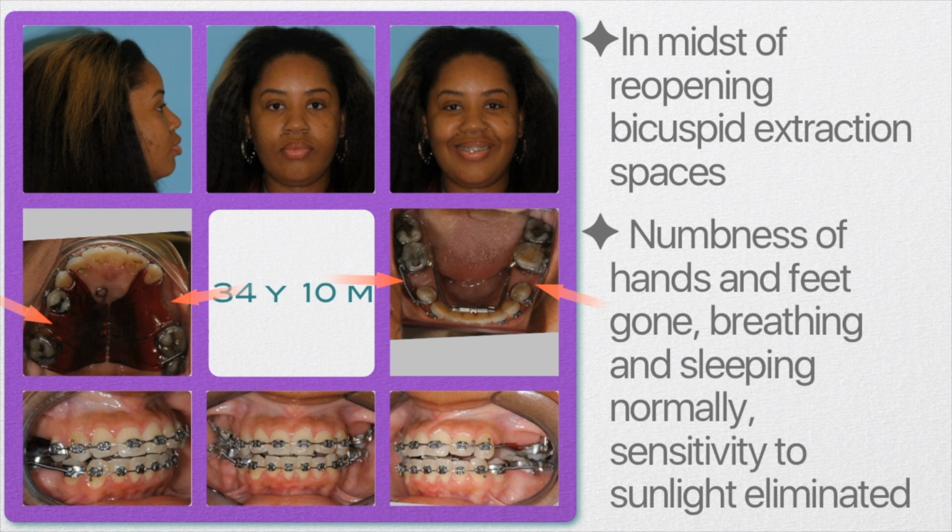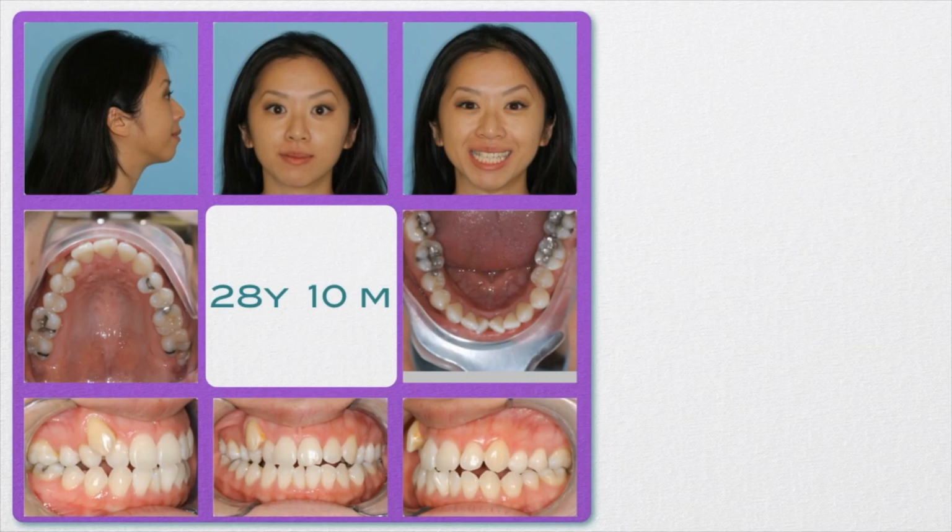And her symptom pattern has largely gone away. She had numbness of her hands and feet, and that's gone. She had breathing and sleeping difficulties, and that's gone. She had sensitivity to light, that has been eliminated. Basically, she had a severe imbalance between her sympathetic and parasympathetic nervous systems because of the reduction of her airway, and giving her airway back dramatically changed all of that for her.